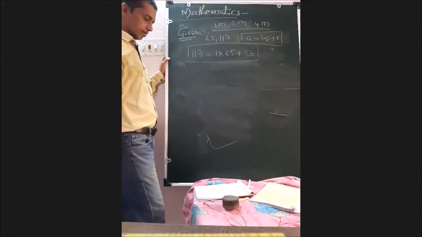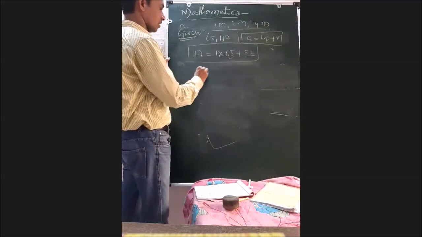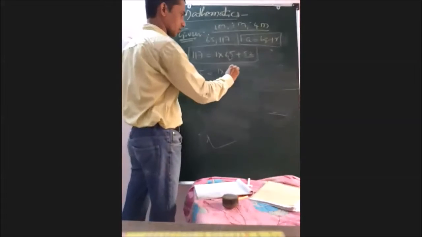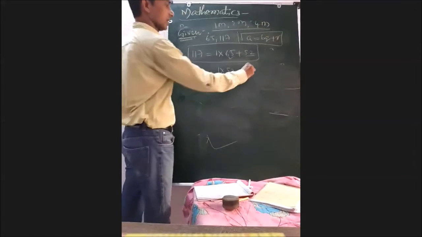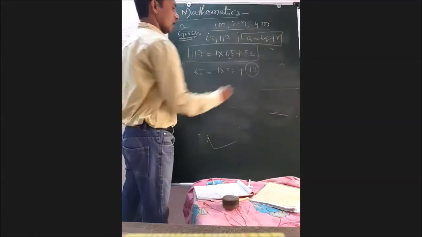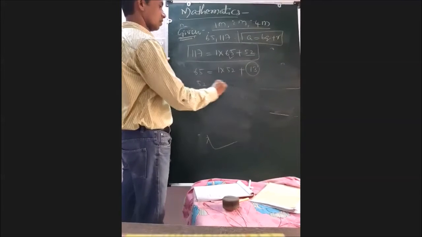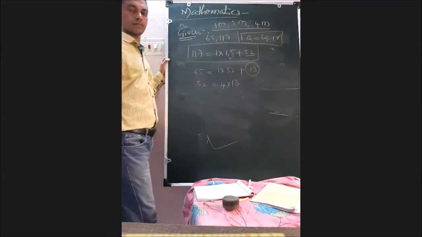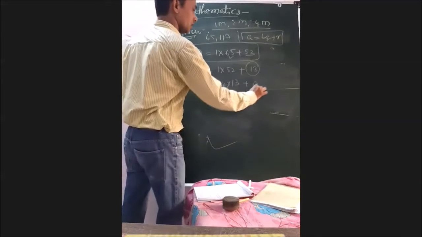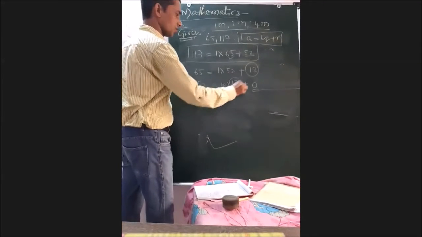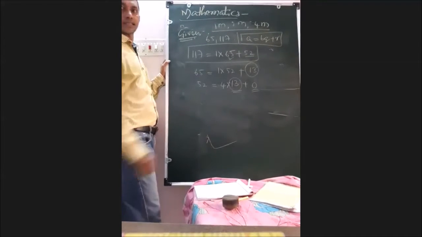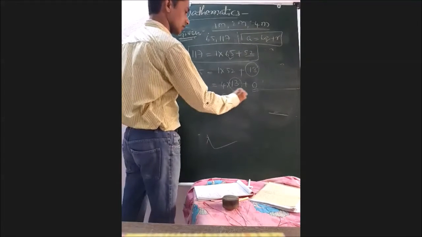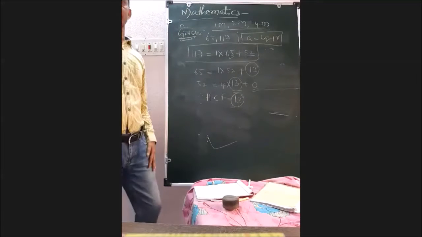Then again I have to take 65. Listen to me. Then 65 is 1 into 52 plus how much? 13. Again I will take 52, which is 4 into 13 plus remainder 0. Where you get the remainder 0, this divisor will be the HCF. Therefore, HCF is equal to 13. So this is the question.